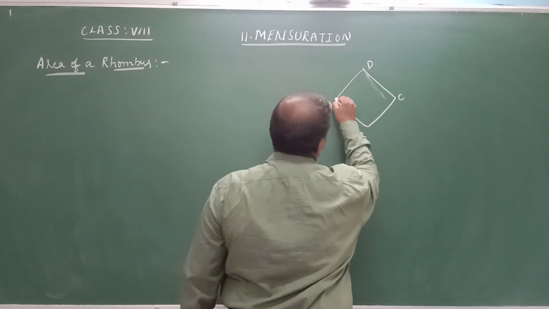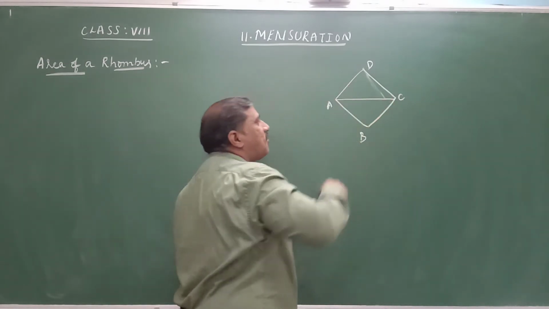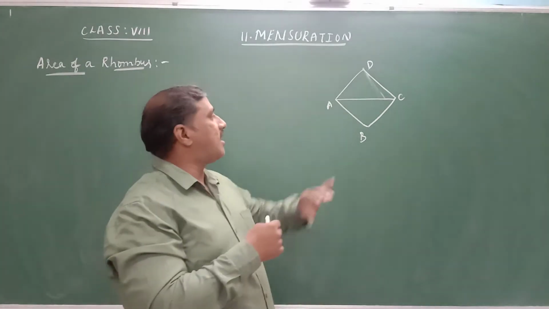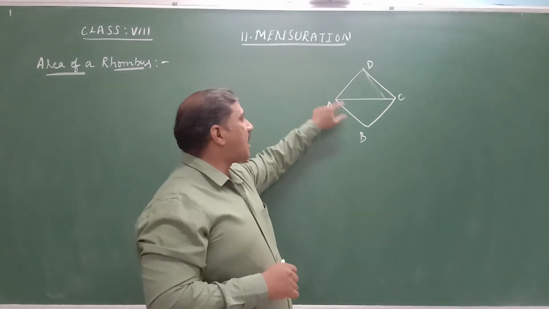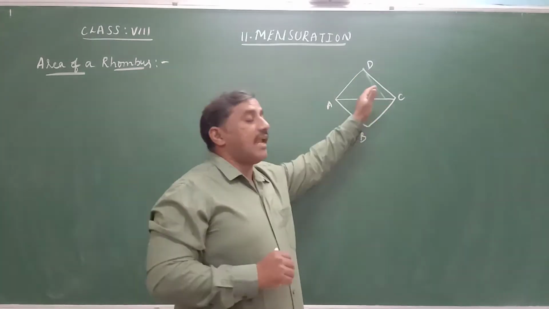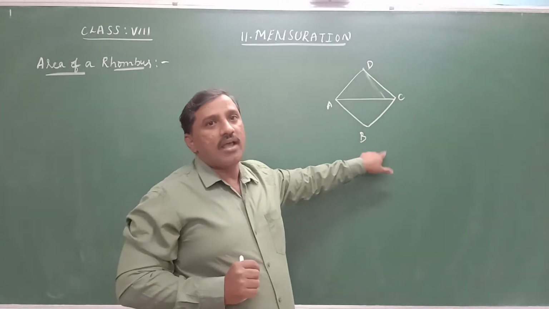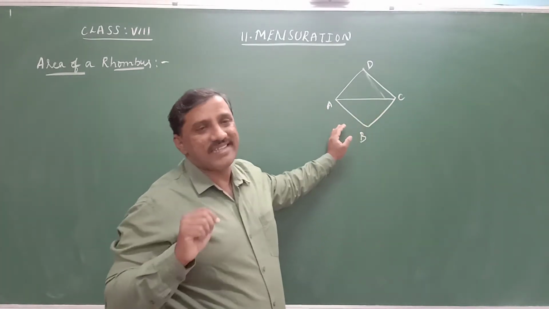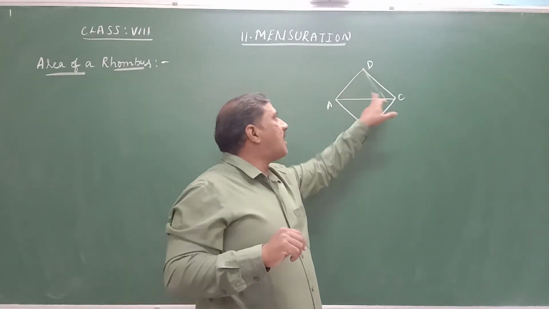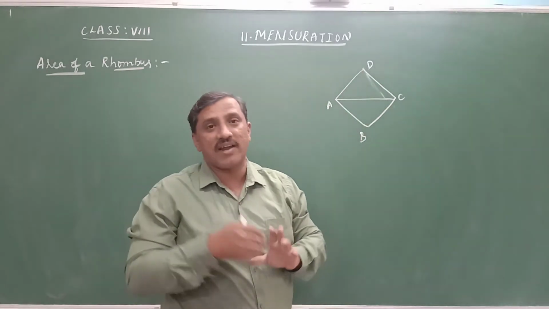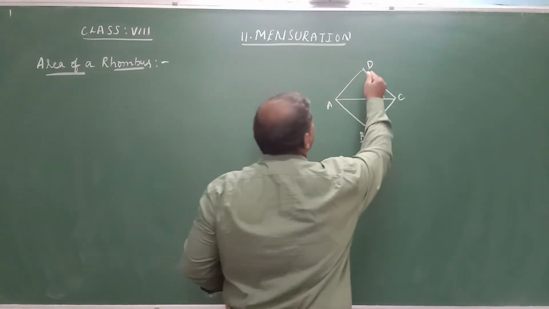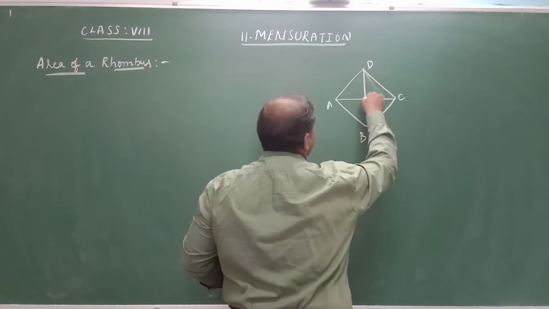We have studied diagonal AC. We will divide the rhombus into two congruent triangles, that is triangle ABC and triangle ADC. Now area of rhombus ABCD is equal to area of triangle ABC plus area of triangle ADC. That concept. So draw the other diagonal also, that is BD.